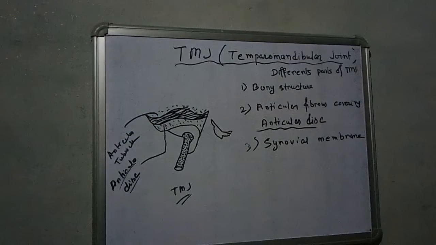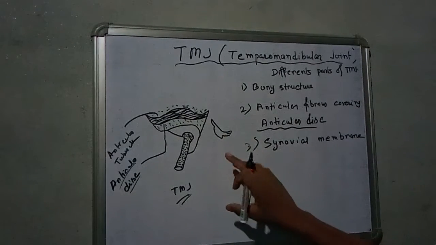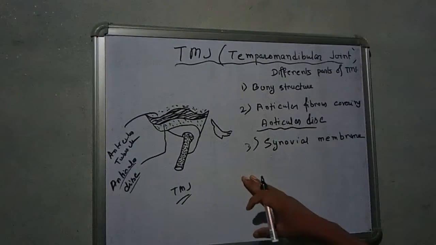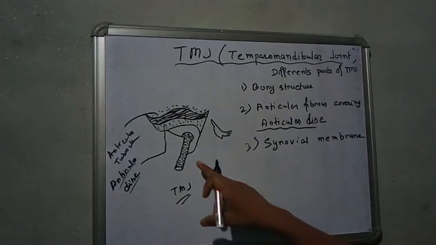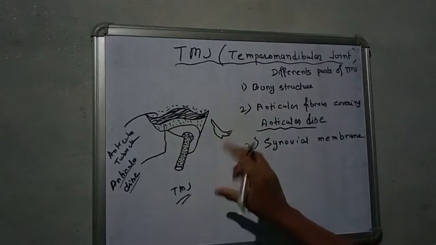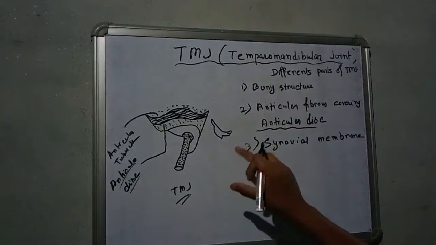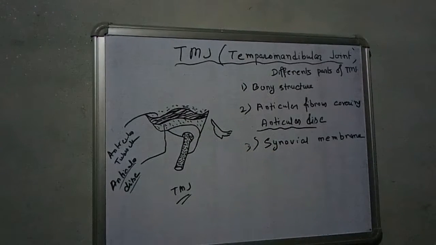And the synovial membrane contains lining cells, and a small amount of clear straw-colored viscous fluid is found in the articular space.